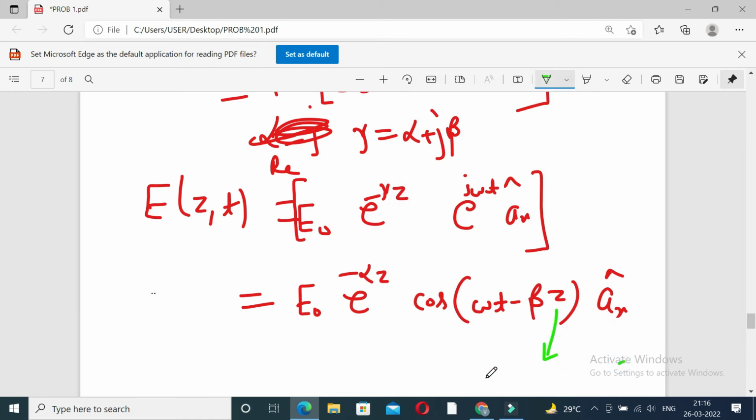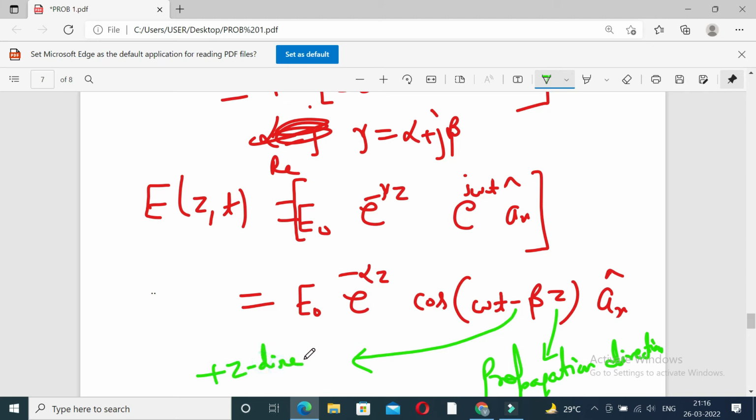Here it shows the propagation direction, and it shows whether it is positive or negative. If this is negative, then it is the positive direction. So here the direction is z, so I have written positive z direction. Alpha is the attenuation constant. Omega is the frequency in radian per second.